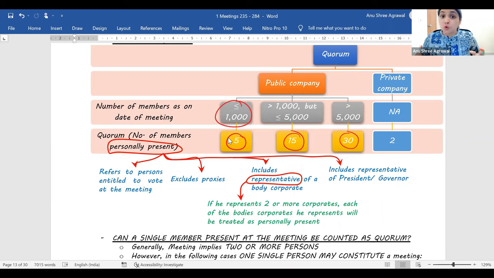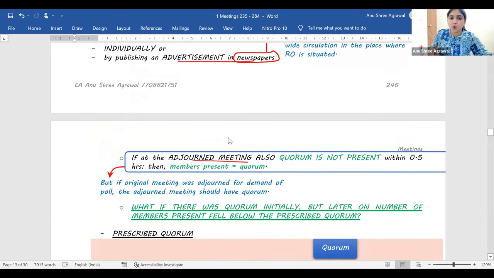Can the AOA say, no, in this company, 100 is the quorum? Can the AOA prescribe a higher quorum? Yes, it is allowed. AOA can prescribe a higher quorum. Till here, can we revise the quorum discussion, guys?